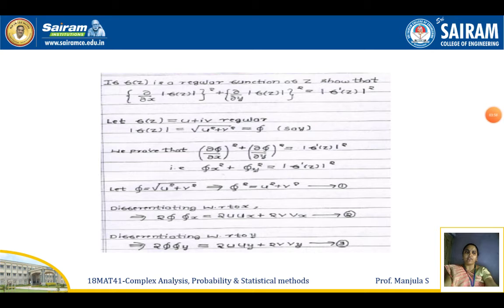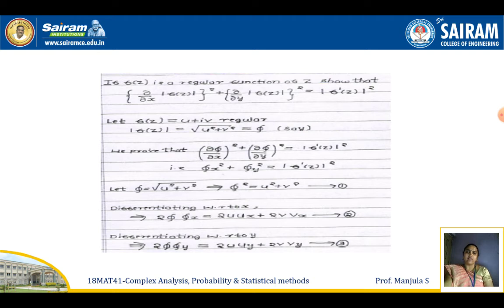If f of z is a regular function of z, show that dou by dou x of modulus of f of z, whole square, plus dou by dou y of modulus of f of z, whole square, equals modulus of f dash of z, whole square. They have given this result and we have to prove it, by taking the LHS part and proving the RHS part. Given data is: f of z is a regular function. Regular means it is an analytic function.